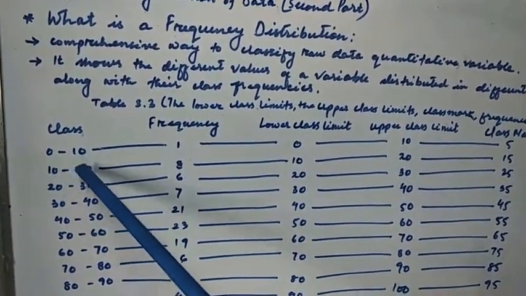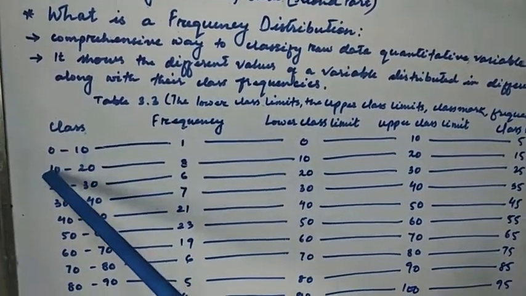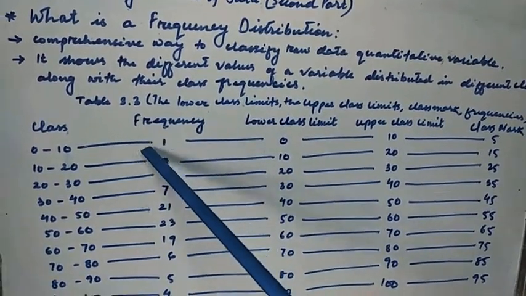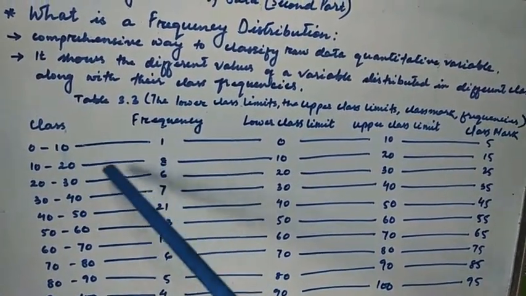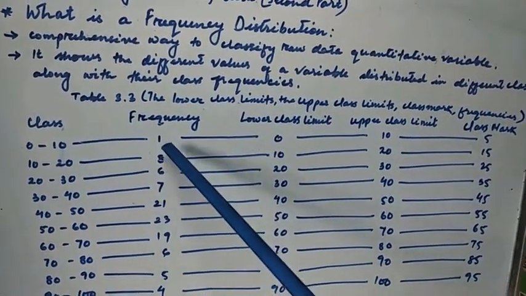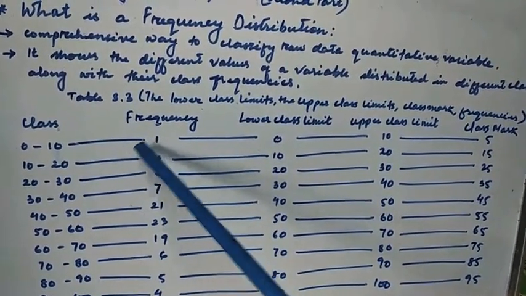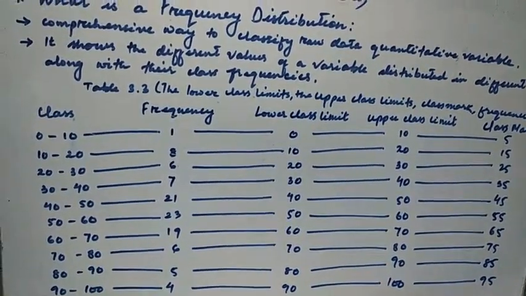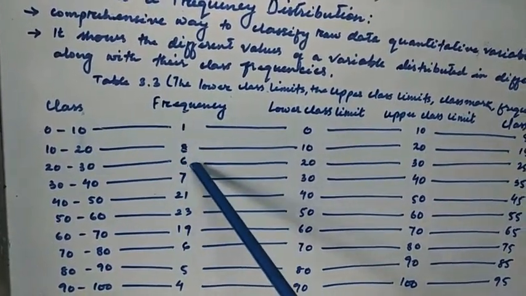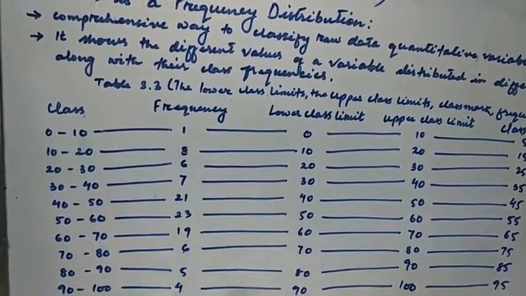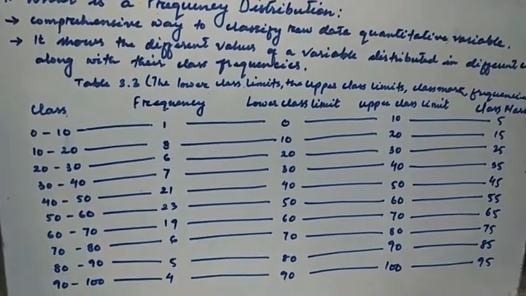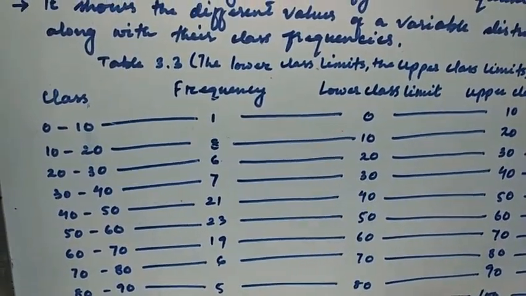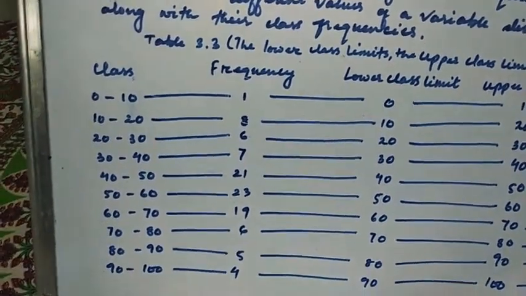So within 10 and 20, how many numbers are there? So frequency, when you say frequency, it is given 8. So values between 10 to 20 is 8. So 8 times a number happens between 10 to 20. So when you say class frequency, it means the number of values in a particular class.